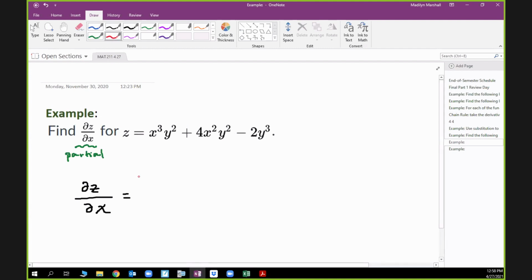So we only care about terms that have x's in them. So x cubed y squared has an x in it, and x squared y squared also has an x. That minus 2y cubed does not have an x in it, which means that this whole thing is just a constant, which means it's going to completely go away when we do the derivative. So we only care about terms with x's.